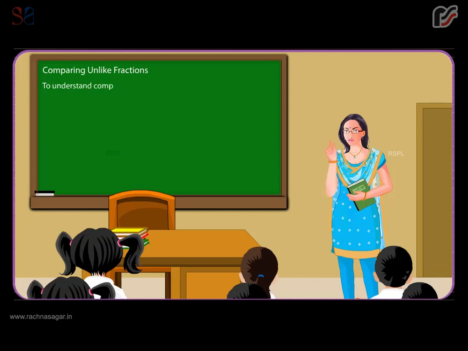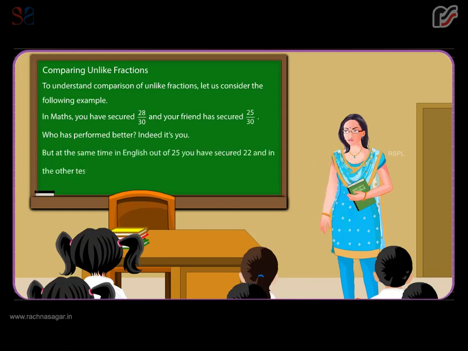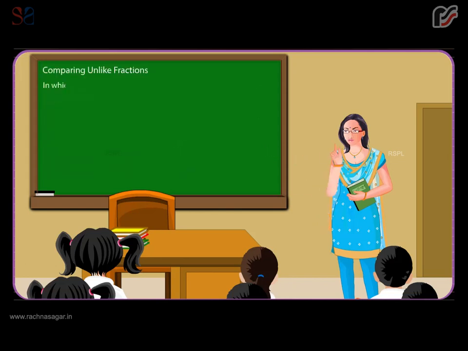To understand comparison of unlike fractions, let us consider the following example. In maths, you have secured 28 by 30 and your friend has secured 25 by 30. Who has performed better? Indeed, it's you. But at the same time, in English, out of 25, you have secured 22. And in the other test, you have secured 18 out of 20. In which test did you perform better?